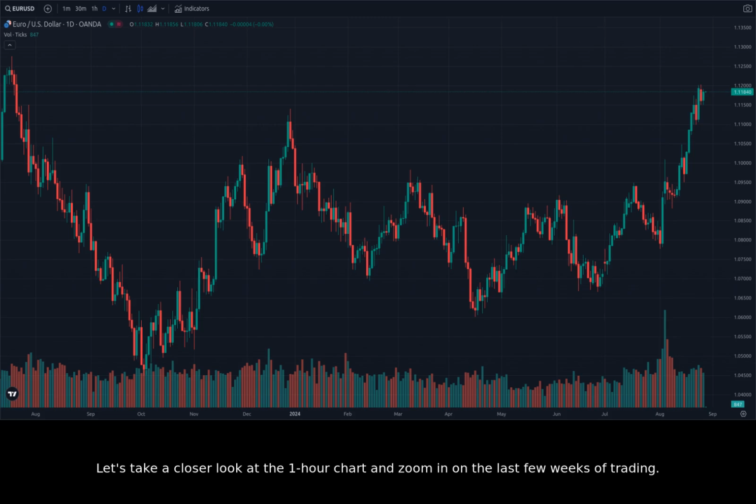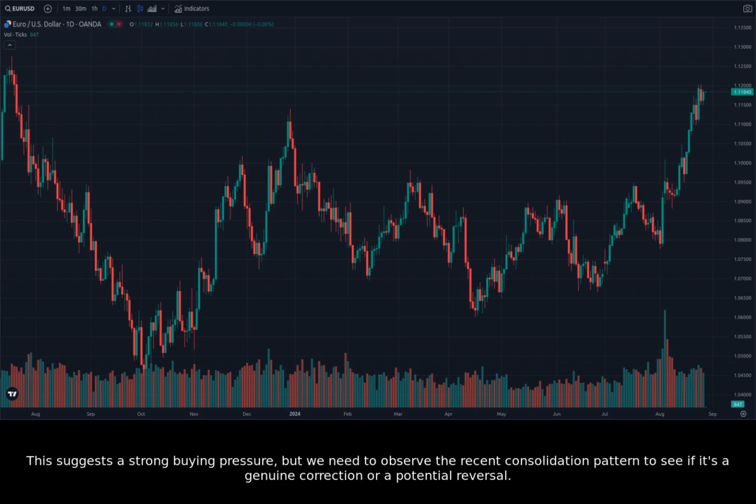Let's take a closer look at the one-hour chart and zoom in on the last few weeks of trading. The one-hour chart reveals a pattern of bullish momentum interspersed with periods of consolidation. The price has tested the previous resistance level near 1.1000 several times, successfully breaking through each time. This suggests a strong buying pressure, but we need to observe the recent consolidation pattern to see if it's a genuine correction or a potential reversal.